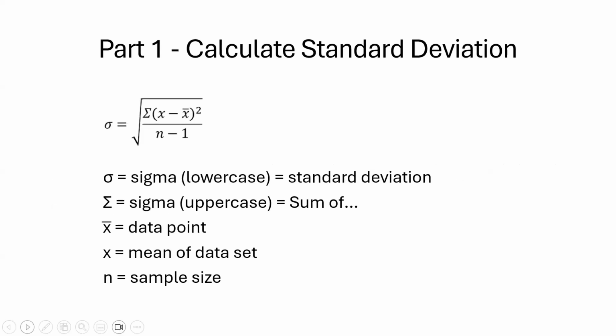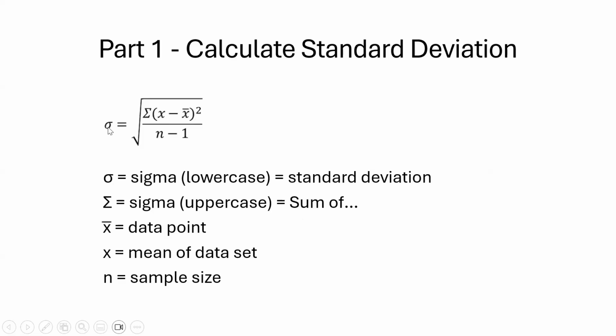The first part is to calculate standard deviation. Now, before you get all freaked out by this equation, it's actually pretty simple to understand. This symbol here is a lowercase sigma. It means standard deviation. This large kind of sideways M is actually an uppercase sigma. It means the sum of, adding it all together. X with a line over it is a data point. X without a line over it is the mean. And then N is your sample size.